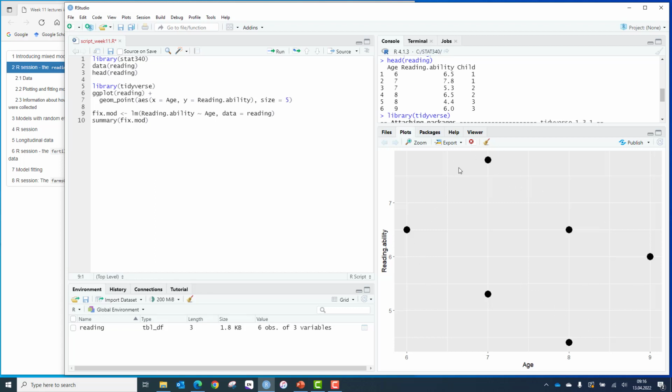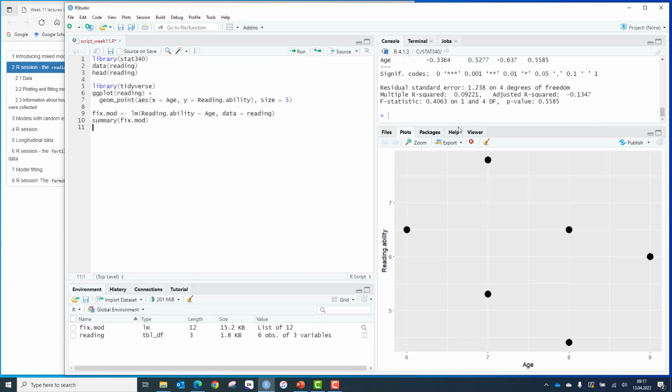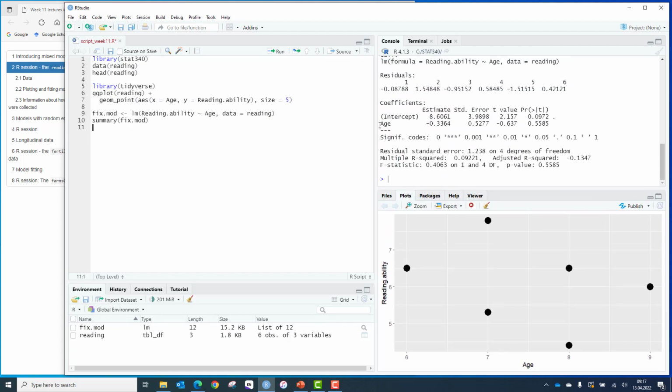When you look at this picture, it looks like there is a negative effect of age on reading ability. The larger the age, the poorer the reading ability gets. And if you fit a linear model here, assuming that all data are independent and normally distributed, we also estimate exactly this, of course. So we have a negative slope of age, but you can see it's not significant.